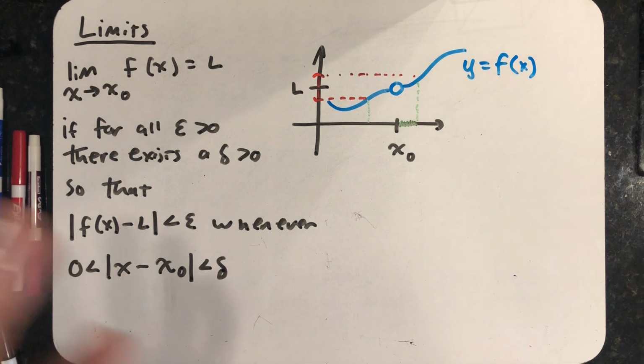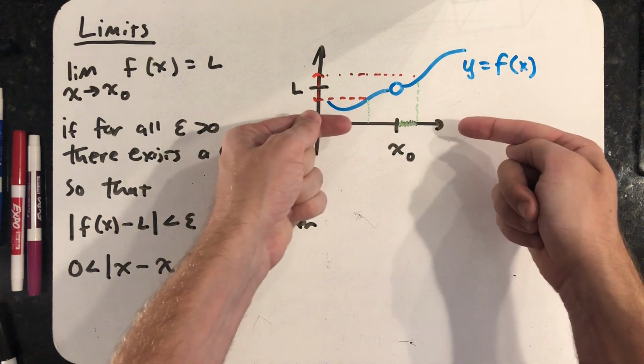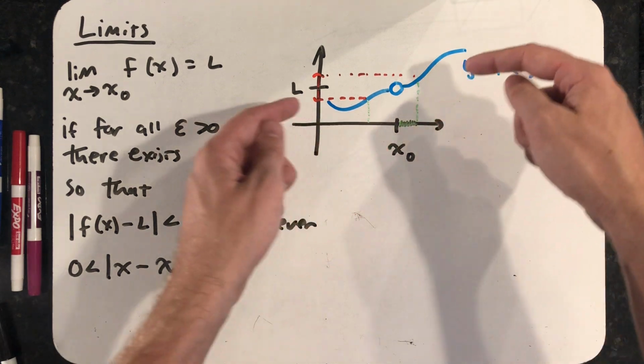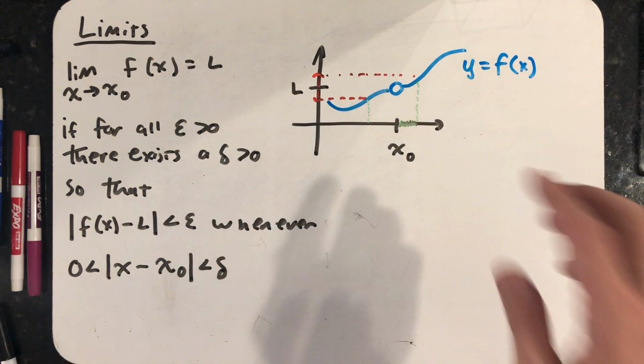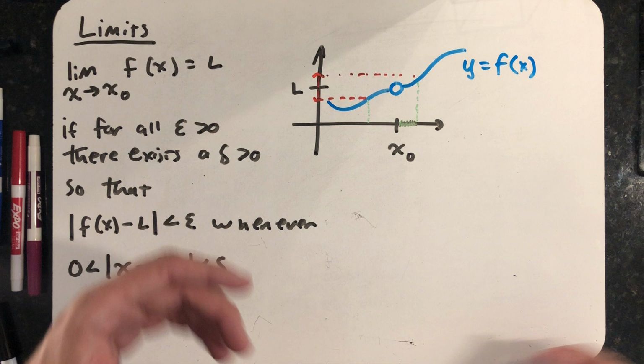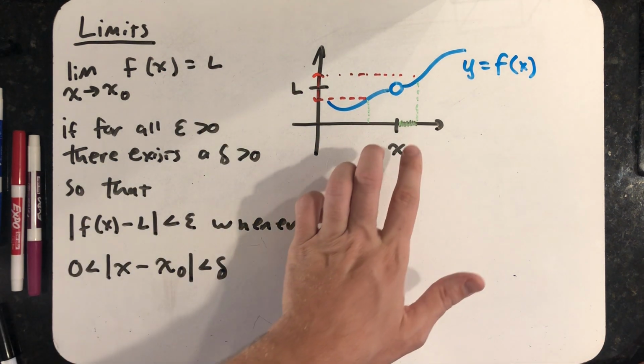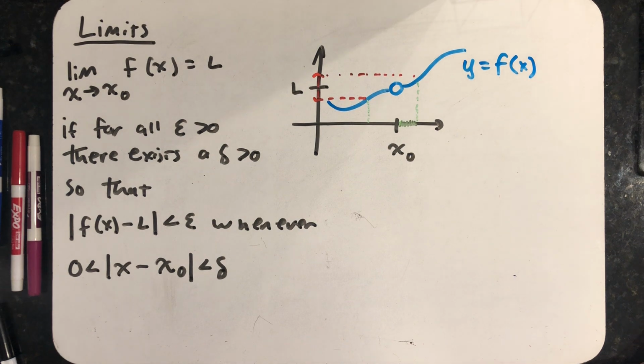There are many different pictures I could draw, but the idea is that as x gets closer and closer to x naught, then the y values get closer and closer to L. When we really think about a limit, what we're saying when we write this is I can make the y values be as close to L as I want by making the x values stay close enough to x naught.